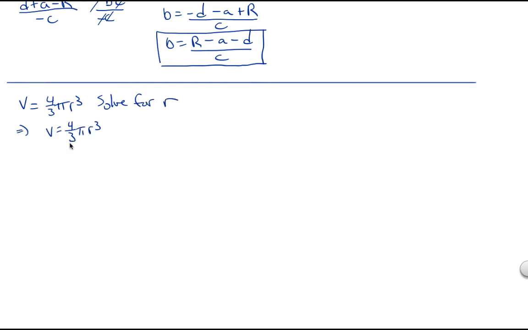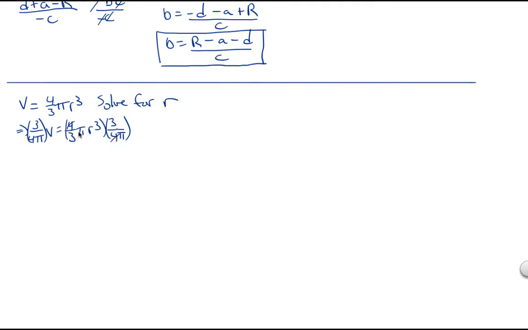So let's solve for r. First thing I want to do is get rid of this 4/3 and this pi that's here. You can do this all at once or one at a time. But regardless, you're going to multiply both sides by 3/4, and you're going to divide both sides by pi. So I'm just going to say 3 divided by 4 pi. See how that works? Just dividing both sides by pi is the same as multiplying by 1 over pi.